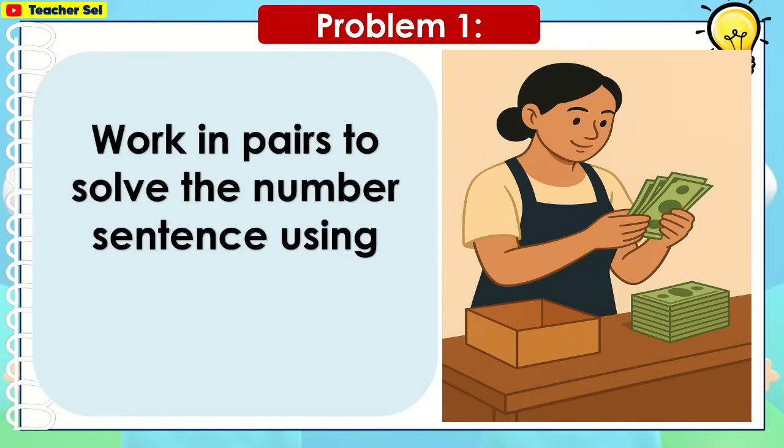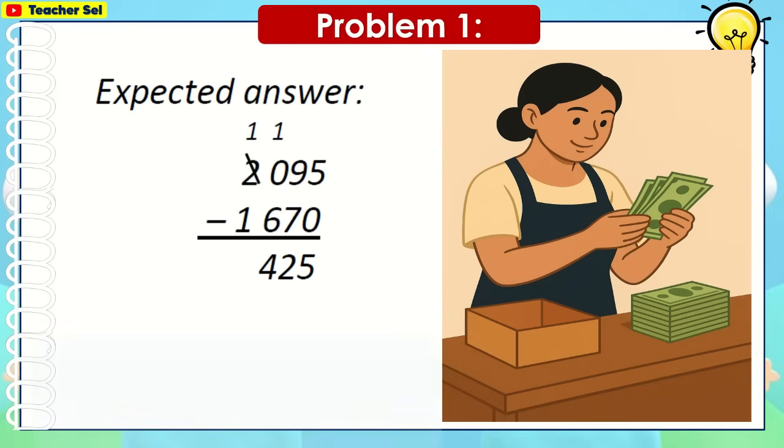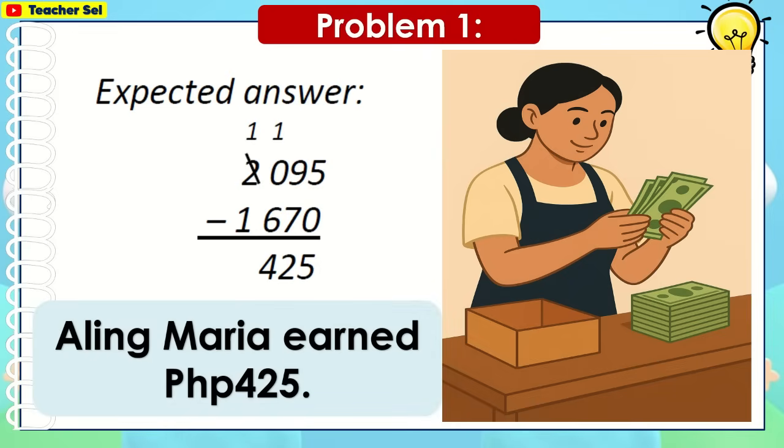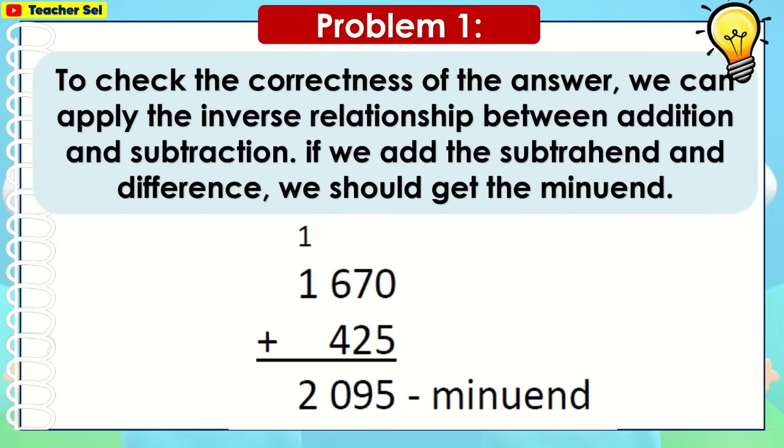Work in pairs to solve the number sentence using your show me boards. Here is the expected answer. Aling Maria earned 425 pesos. To check the correctness of the answer, we can apply the inverse relationship between addition and subtraction. If we add the subtrahend and difference, we should get the minuend.